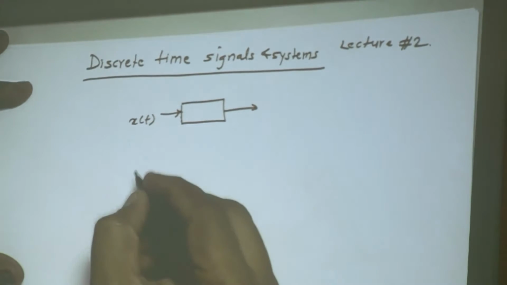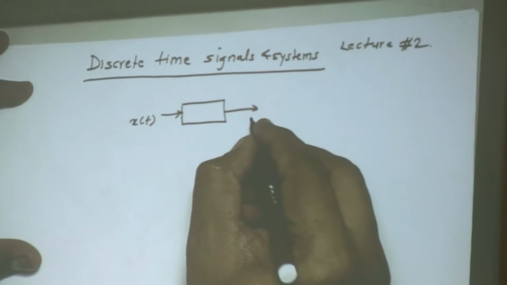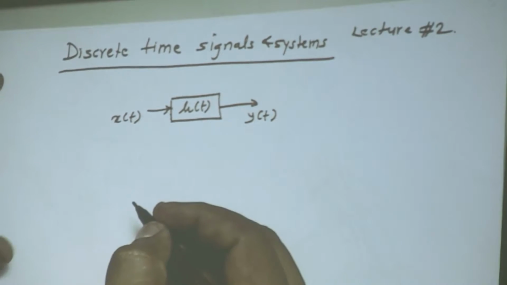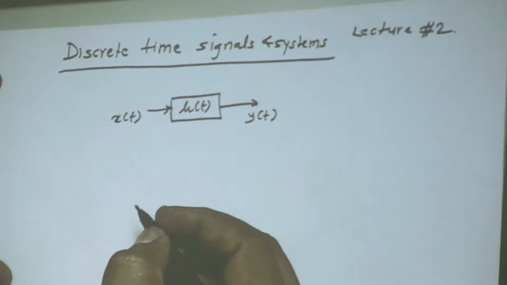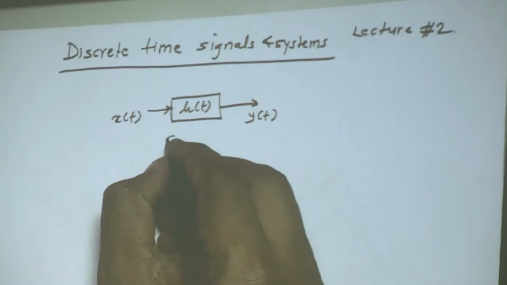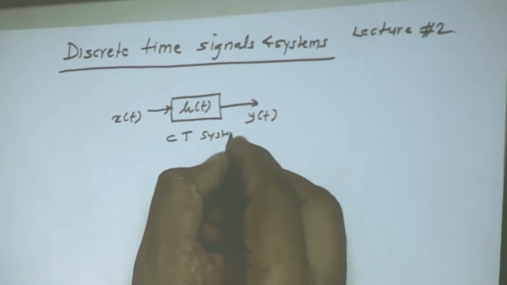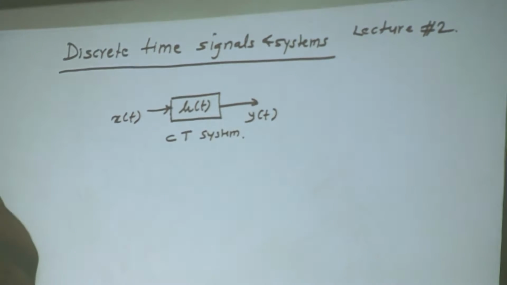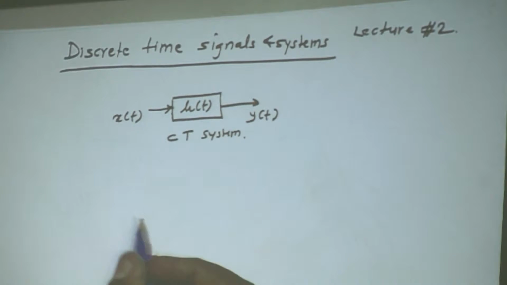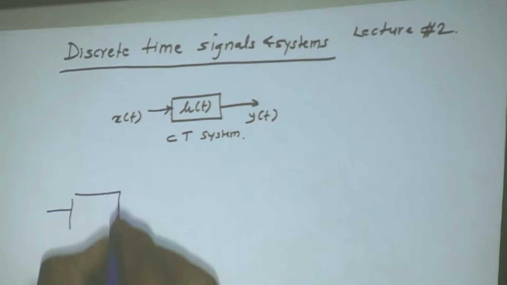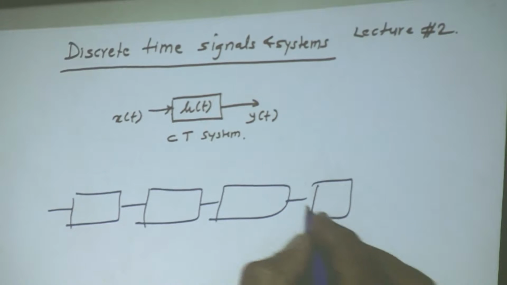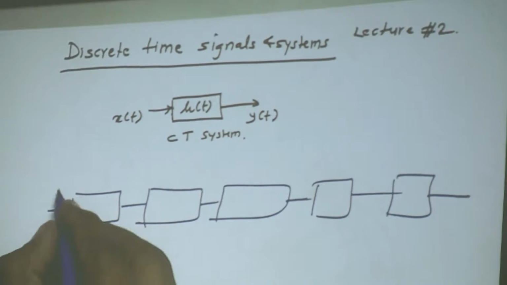The analog system or a continuous time system has an input x(t), output represented by y(t), and if it is an LTI system, the impulse response of the system represents the system completely. So it is h(t). This is an analog system or continuous time system. Equivalently, this can be written as a 5-block system. So it is equivalent to this.